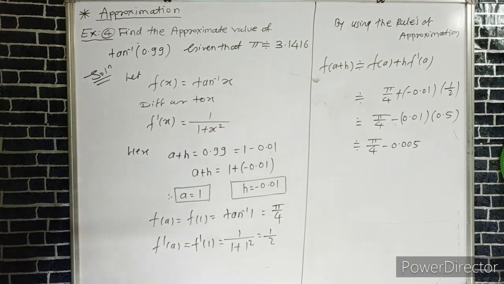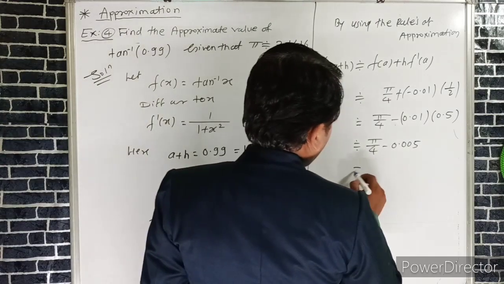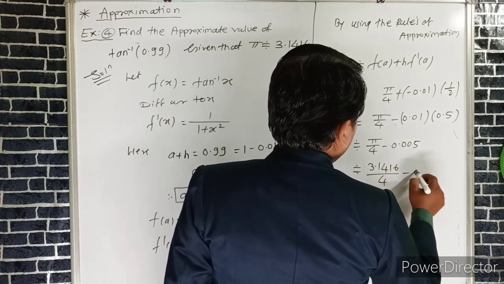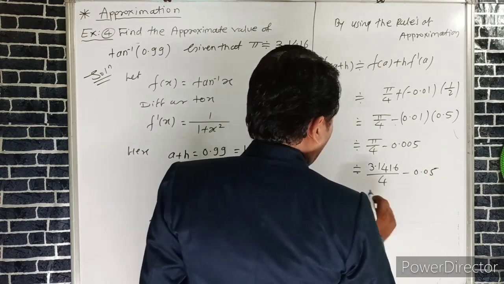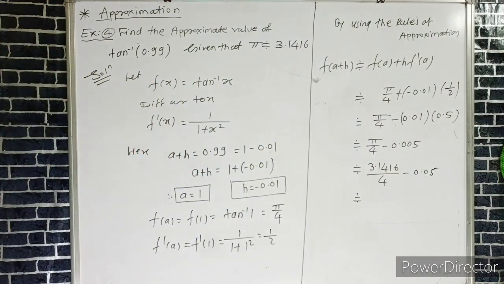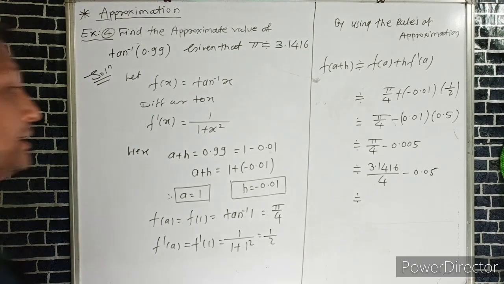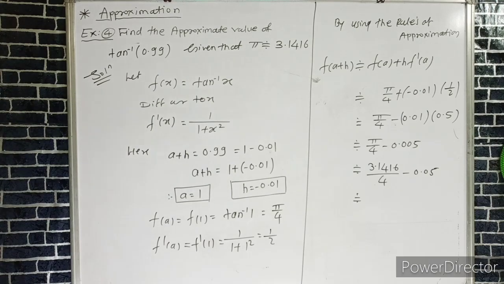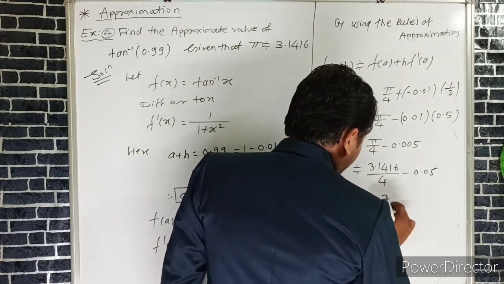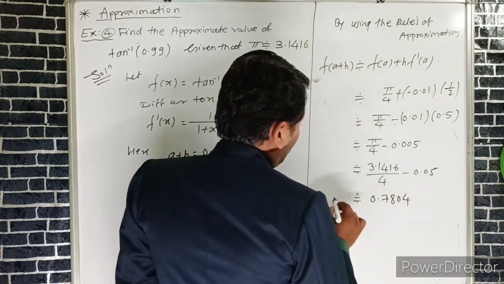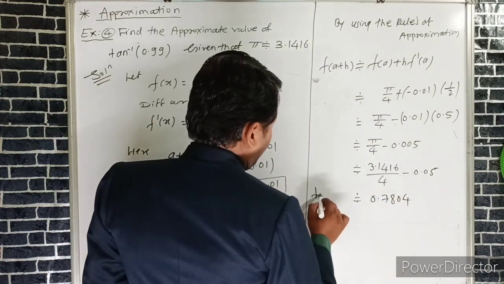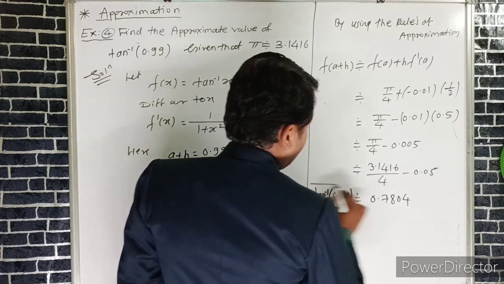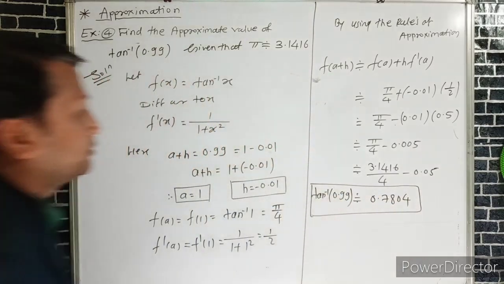Again, the value of pi is given, which is 3.1416. So 3.1416 upon 4 minus 0.005, and the whole calculation comes to 0.7804, which is the approximate value of tan inverse of 0.99, the required approximate value.